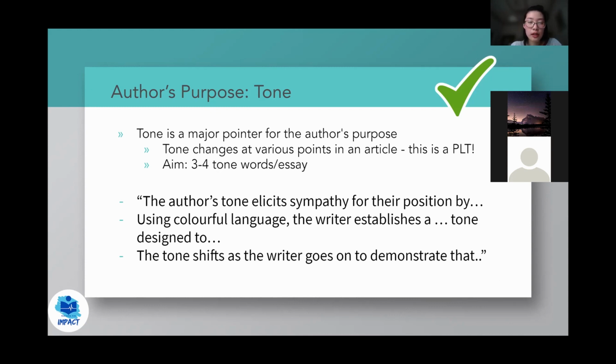It kind of helps us to inform the author's purpose. So for example, I would describe tone as: the author's tone elicits sympathy for their position by using colourful language. The writer establishes a particular tone designed to elicit a particular effect. And then the tone shifts as the writer goes on to demonstrate that.